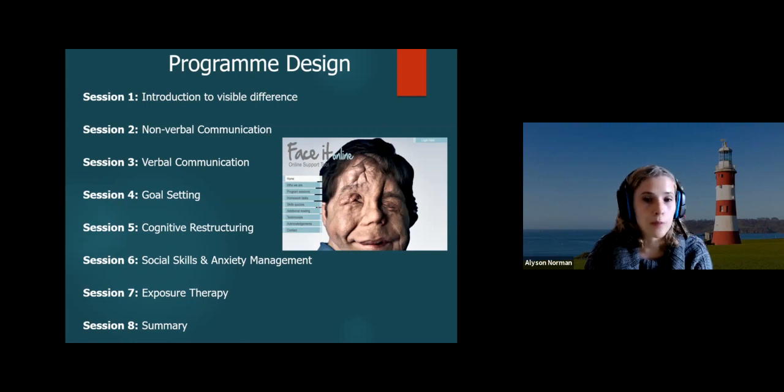So for those of you who know about cognitive behavioural therapy, this is effectively the exposure element of it. But it starts off small in Session 6, looking at different ways of managing anxiety, and then moves into Session 7, where they're actually exposed to social situations that potentially might be problematic. And this is done in 2 different ways within Sessions 6 and 7.